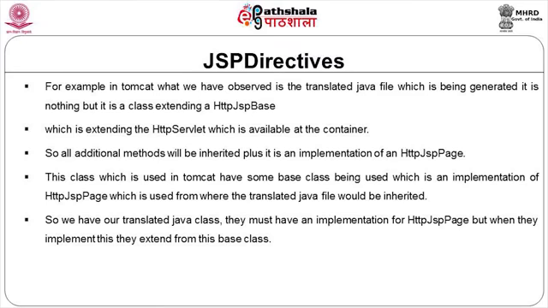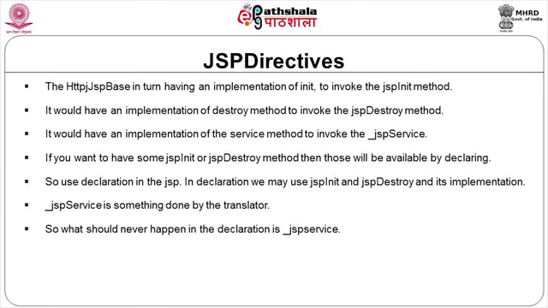So, they normally have some base class being used, which is an implementation of HttpJspPage, used as a base from where the translated Java file would be inheriting. So, we have our translated Java class being generated. For example, if I create something like hello.jsp, it might create a class called _hello_jsp. They must have an implementation for HttpJspPage, but when they implement this, they extend from this base class, which in case of Tomcat, as I mentioned, is HttpJspBase.